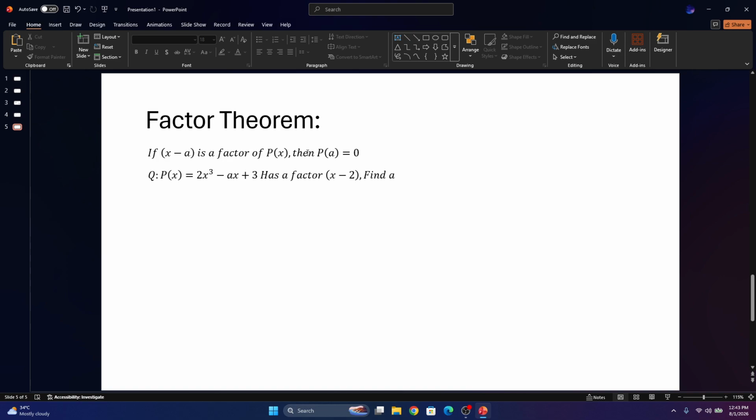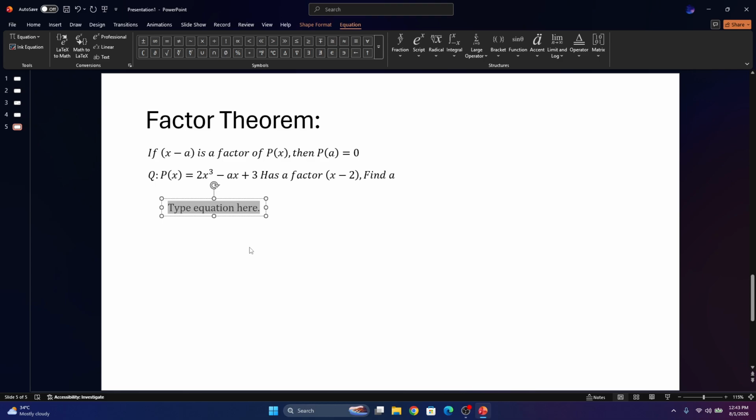We can use the remainder theorem and equate this whole equation to 0. Since this is a factor, the remainder will be 0. So here, since x minus 2 is the factor, we're going to put that equal to 0 and make x the subject, so x is just going to be 2.